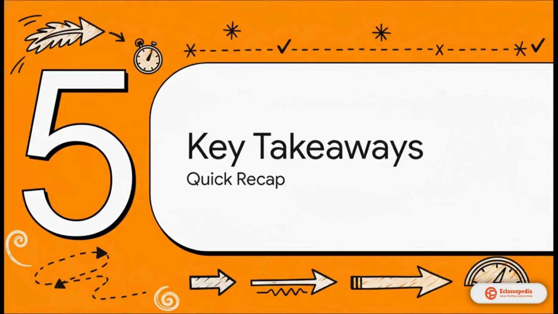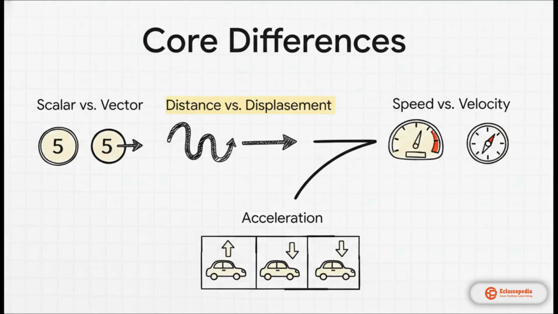All right, we have covered a lot of ground today. So let's just quickly recap the key takeaways to make sure everything is crystal clear. So, what are the core differences to remember? First, scalar versus vector. Scalar is just magnitude, while vector has magnitude plus direction. Then, distance versus displacement. Distance is the total path you covered, while displacement is just the change from your start to your finish. That leads us to speed versus velocity. Speed is based on distance, so it's a scalar. Velocity is based on displacement, making it a vector. And finally, acceleration is any change in velocity, whether that's speed, direction, or both.